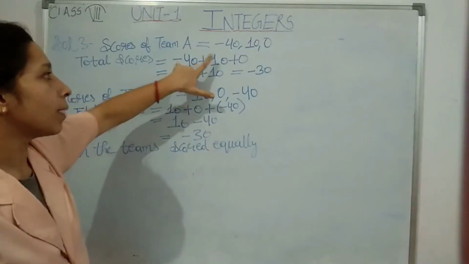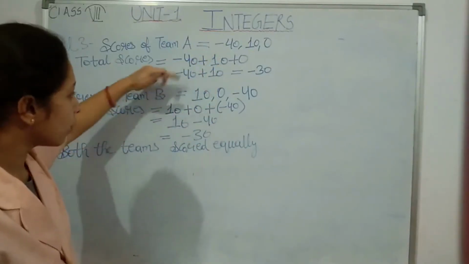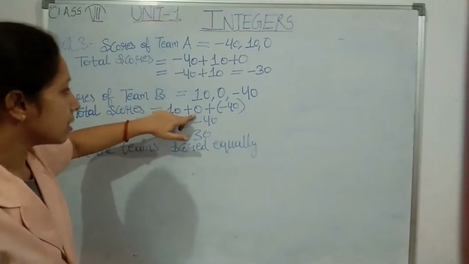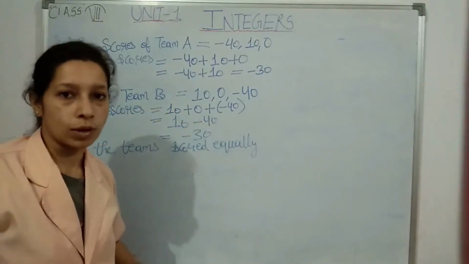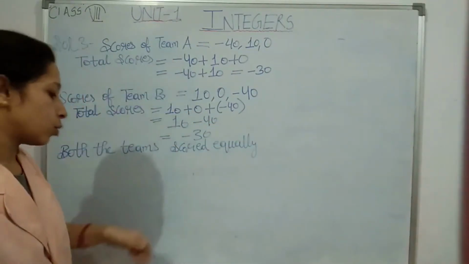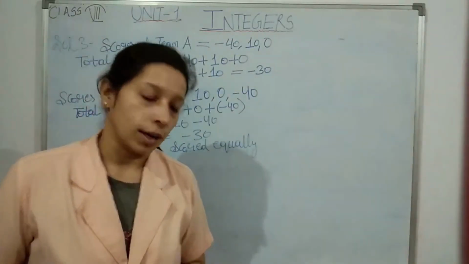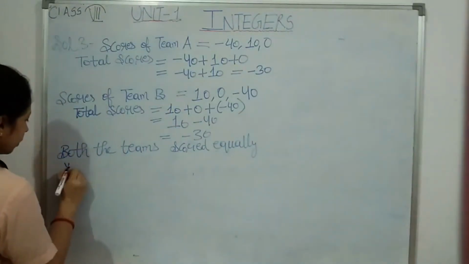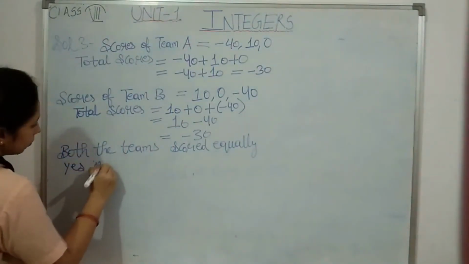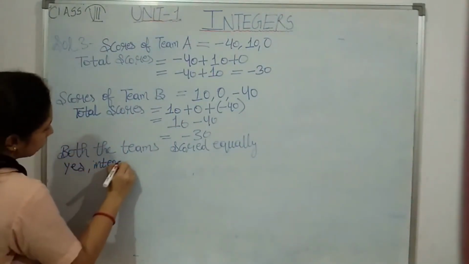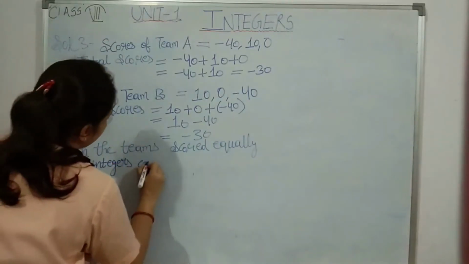Here minus 40 plus 10 plus 0. But here first we have taken 10, then 0 and at last minus 40. But still our answer is the same. So it is proved that yes, we can say we can add integers in any order. That you have to write also. Yes, integers can be added in any order.